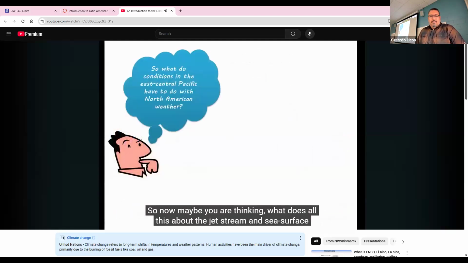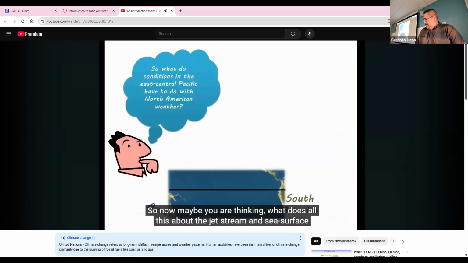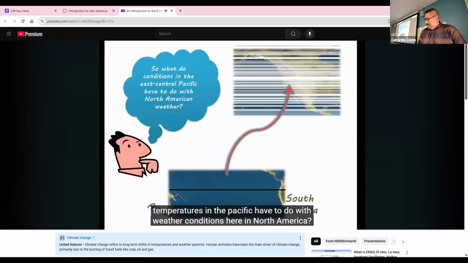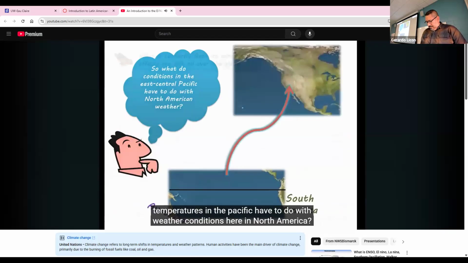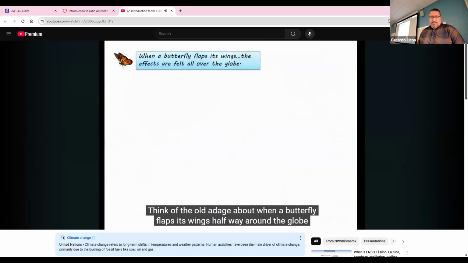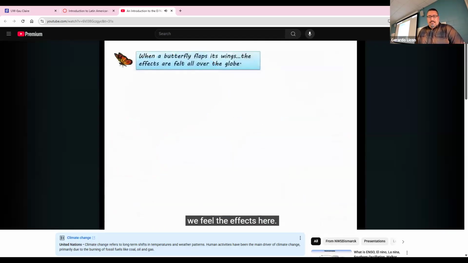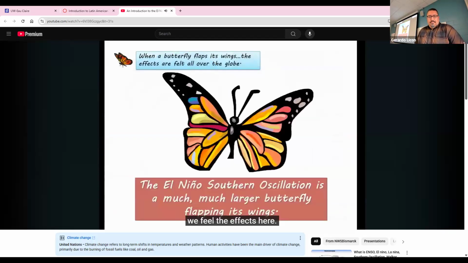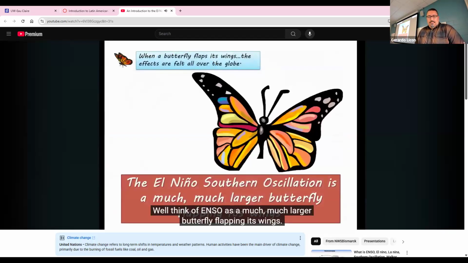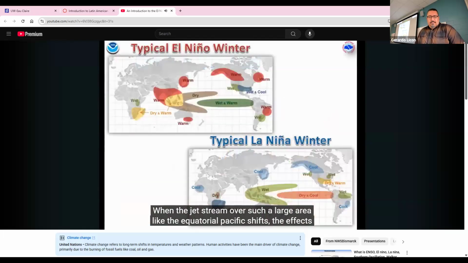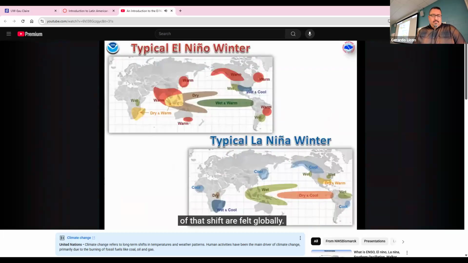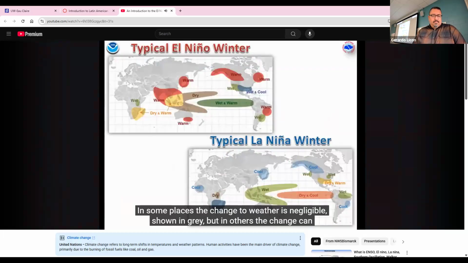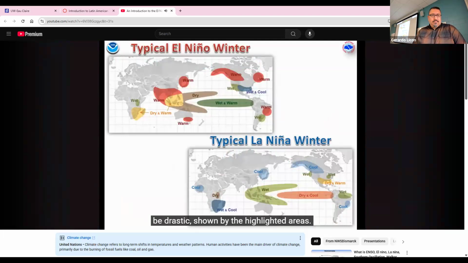So now you may be thinking, what does all this talk about trajectory mean? It links surface temperatures in the Pacific and weather conditions here in North America. Think of the old adage about a butterfly flapping its wings, and you may feel the effects around the globe. Well, think of ENSO as a much larger butterfly flapping its wings. When the jet stream moves over such a large area, like the Pacific shifts, it affects the shape of the whole pattern. In some places the change to weather is negative, shown in red, but in others the change can be drastic, shown by the highlighted areas.